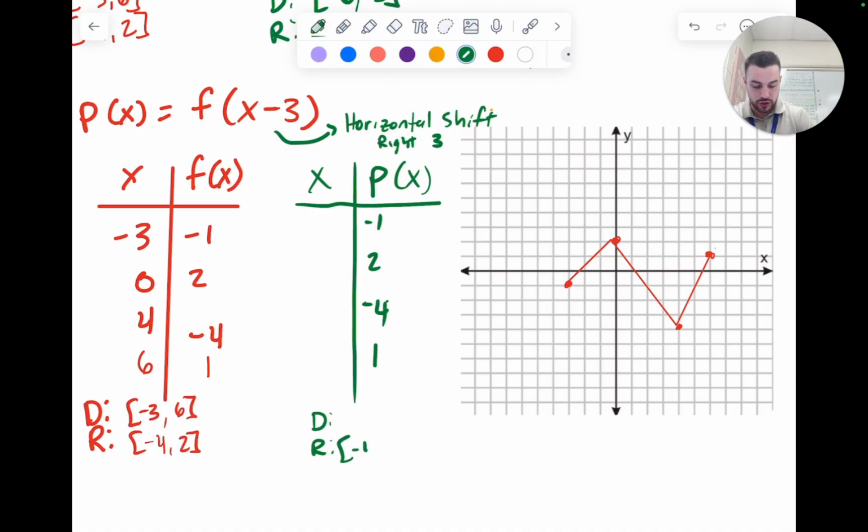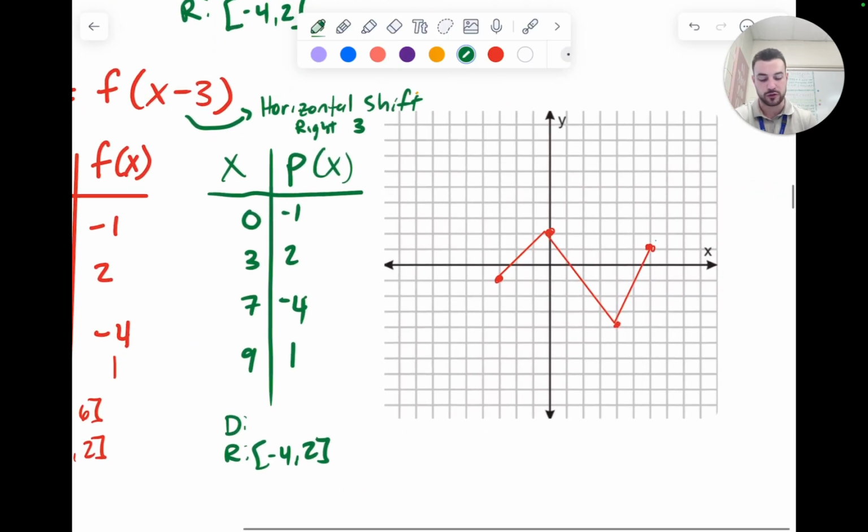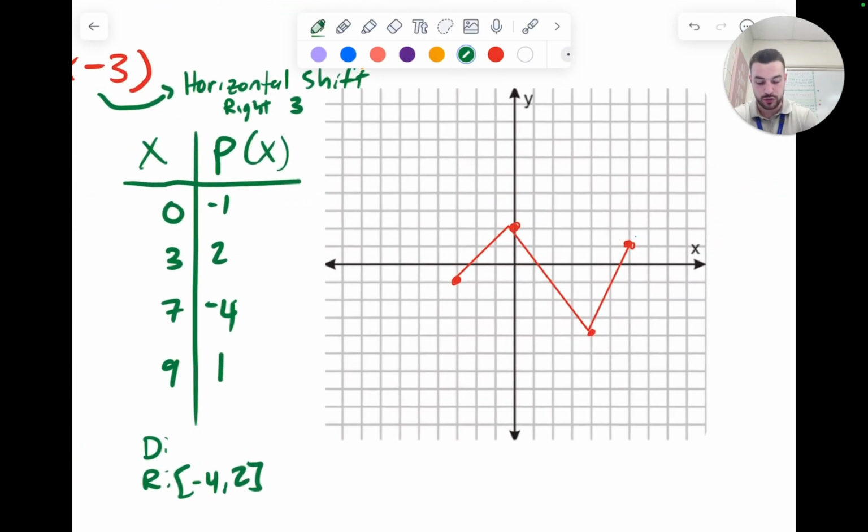So once again, those vertical values from our parent function are going to stay the same, which means our range should be the same. And now all I'm going to do is add 3 to each of my horizontal values. So we're going to end up with 0, 3, 7, 9. So if I plot those points, we have 0, -1. We have 3, 2. We have 7, -4. And then we have 9, 1.